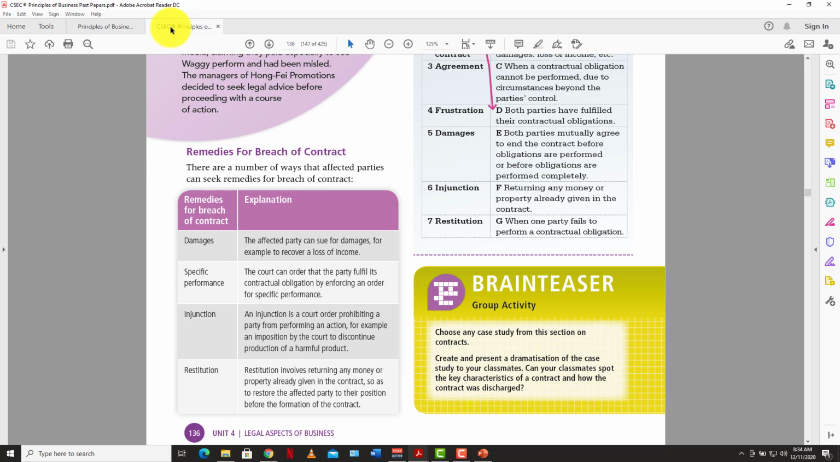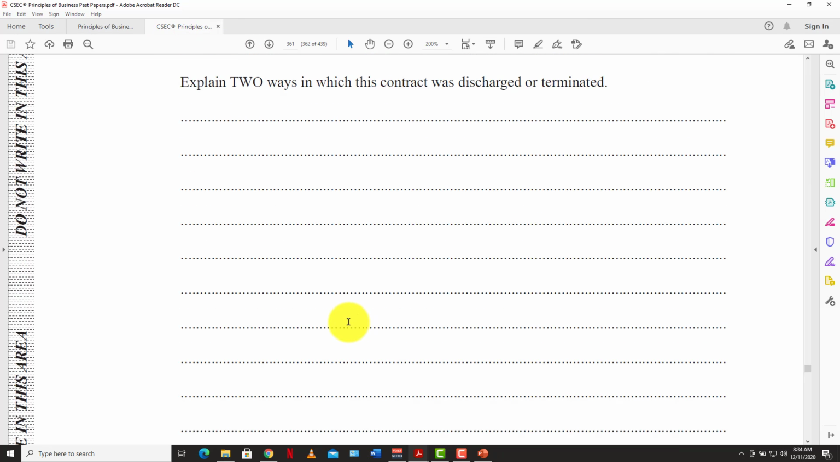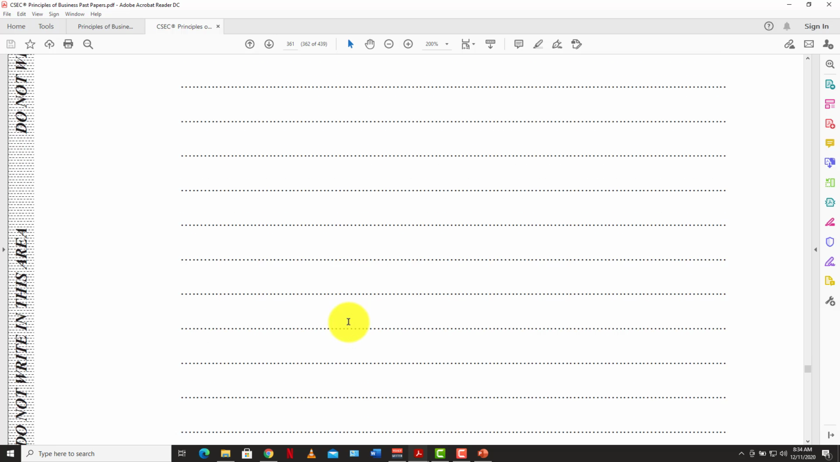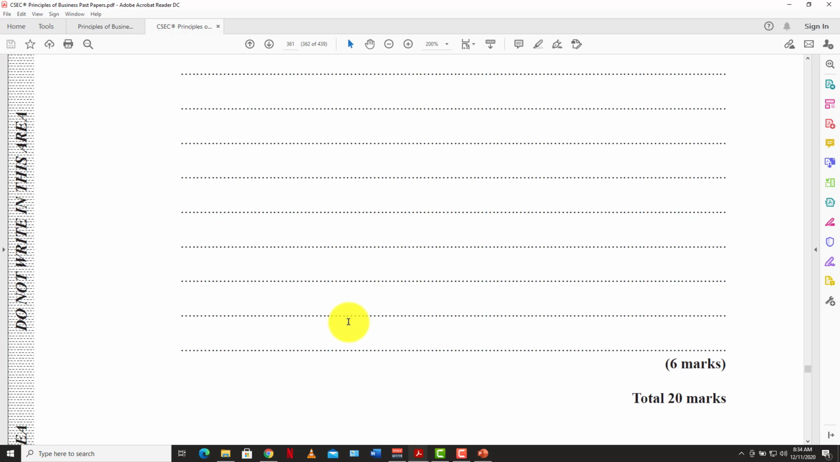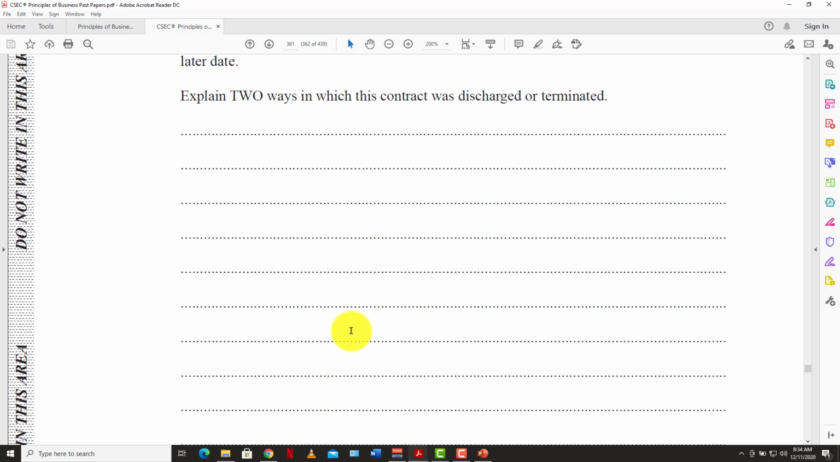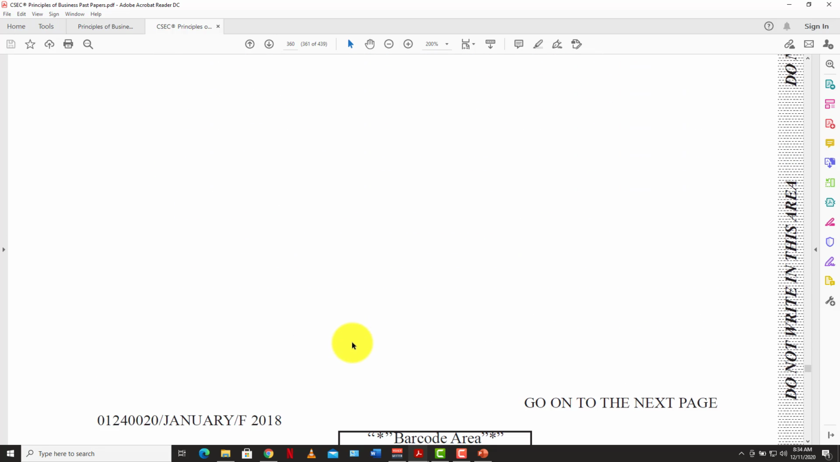All right, so that's basically it for the January 2018 paper 2 for principles of business. To me, that question was very, very easy. Because the whole thing was based on one area, so you read, you study this area, you study all the areas, of course, and you should be able to destroy that test come January 2021.